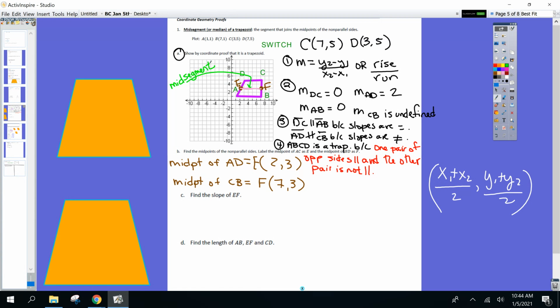There's also another term for it that you may see in homework. It's also sometimes referred to as a median of the trapezoid. Okay? I like the term mid-segment. But I think on homework tonight, we use the word median. So median of a trapezoid and mid-segment are the same terms.